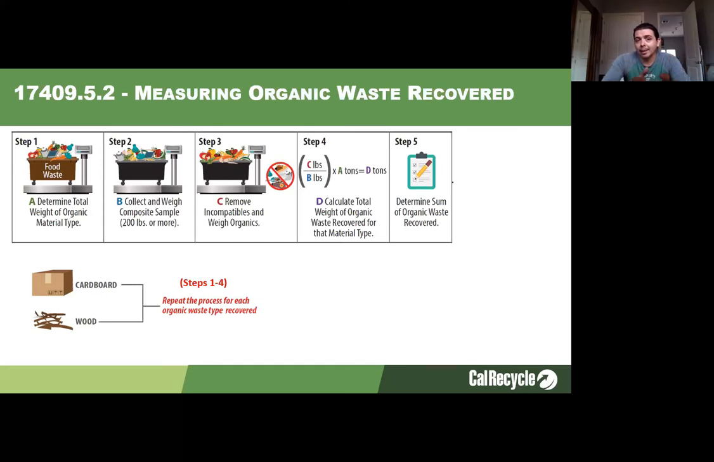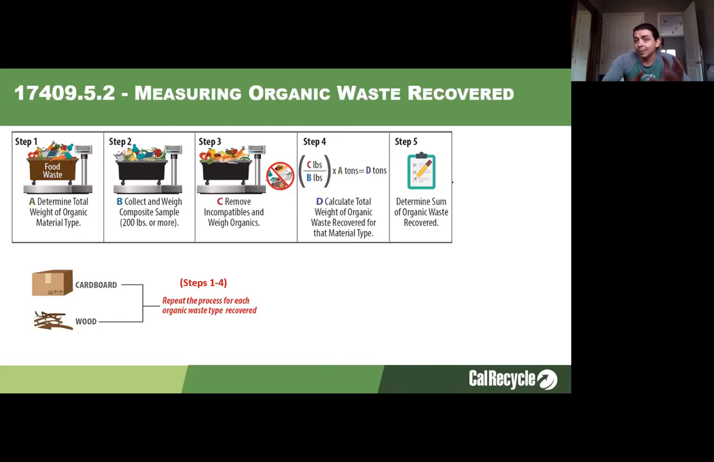When they collect their sample of 200 pounds or more, they're going to weigh it. Since it might not be exactly 200 pounds, it could be more. So they're going to collect and weigh that sample. And then in the next step, the operator is going to remove any incompatible material and weigh that sample again. If you remember, incompatible material is any human-made inert material like glass or plastic that can't be recovered. But incompatible material can also include types of organic waste.